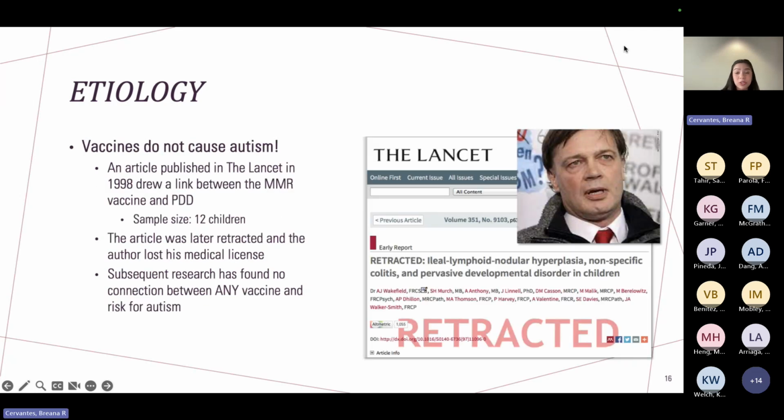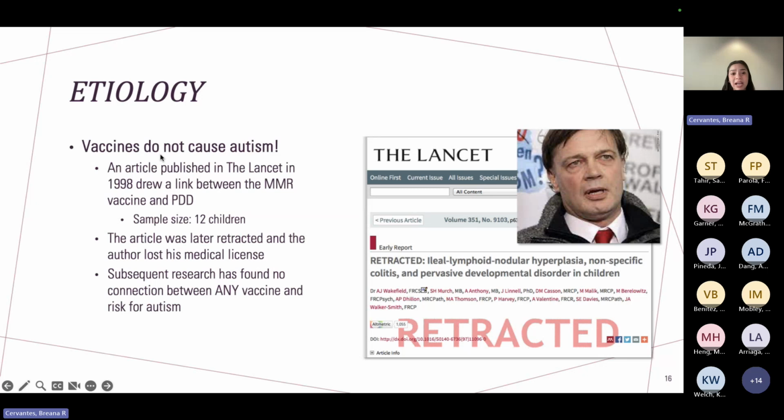Here's another thing, which is why we're spending so much time talking about etiology. Vaccines do not cause autism. That's something that has been talked about for at least 2 decades now. And I'll put it here. You can look it up on your own, or I can find the article for you. But the article that was published in The Lancet that drew speculation in the first place between the MMR vaccine and pervasive developmental disorder, which is today's term for autism, was retracted.